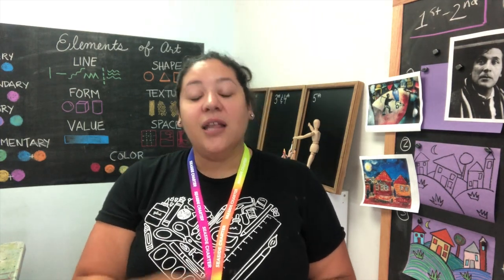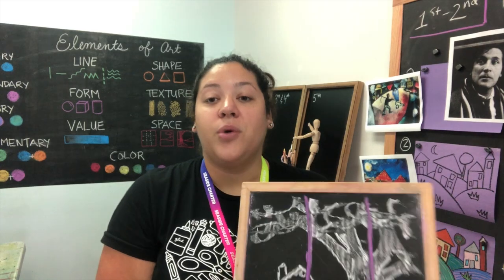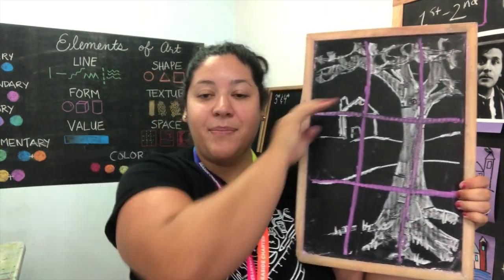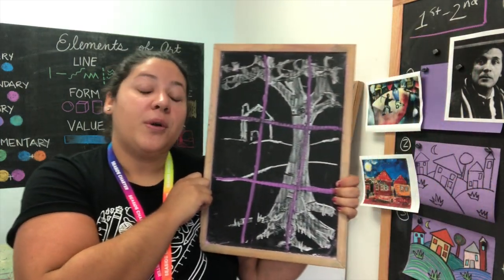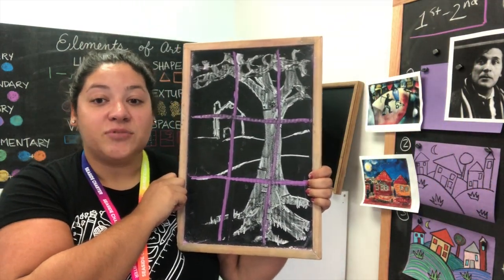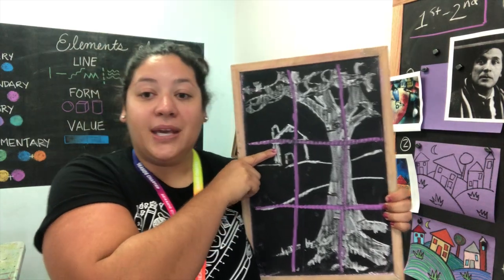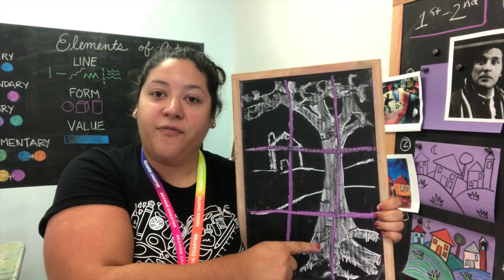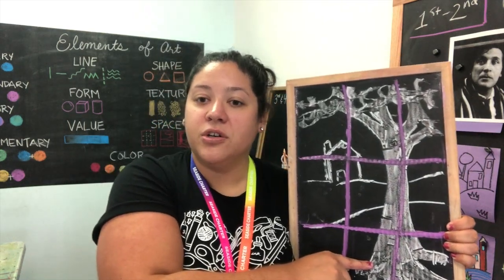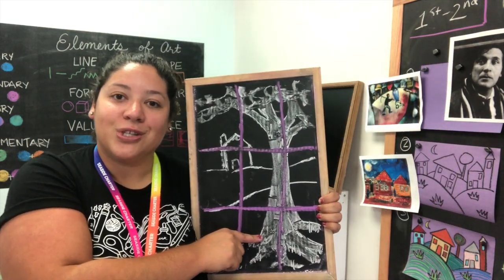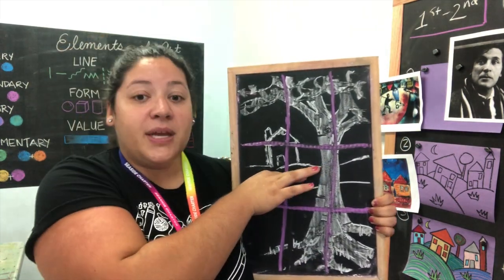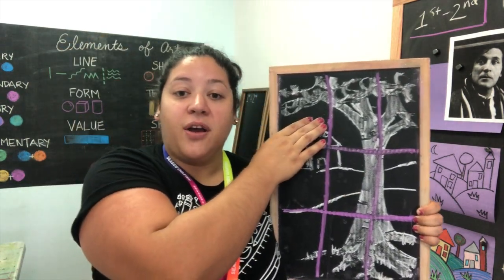Our second element today, space, is all about how we use our page to show depth and represent foreground, midground, and background. When we draw or paint using depth, items and subjects in the background will appear smaller to show that they are farther away, and items and subjects in the foreground will appear larger to show that they are closer to the viewer. Here you can see the foreground, the midground, and the background on this page.